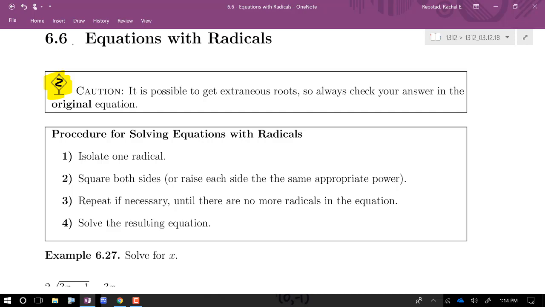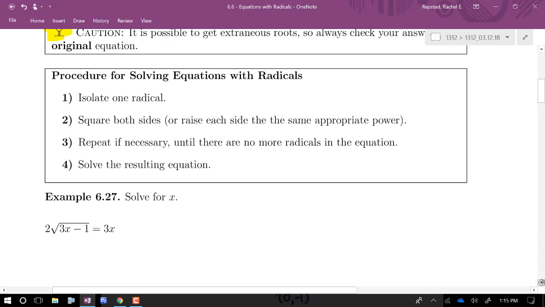Isolate another radical, square both sides or whatever. You might need to repeat that depending on how many radicals are in the original equation. You'll have to repeat that some finite number of times, but you will eventually be looking at an equation with no radicals at all. And it'll be a type of equation we know how to solve, like a linear equation or maybe a quadratic equation.